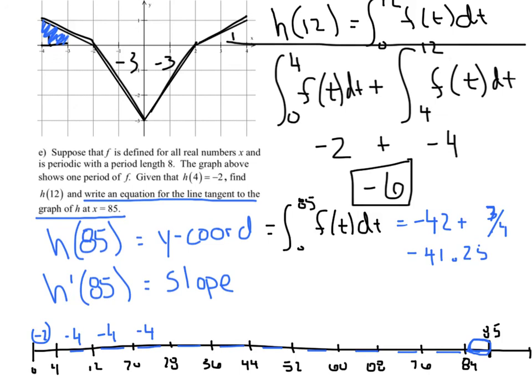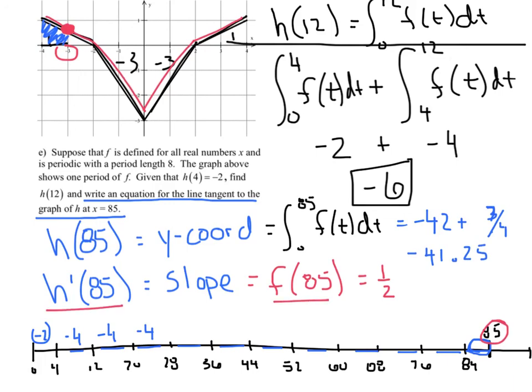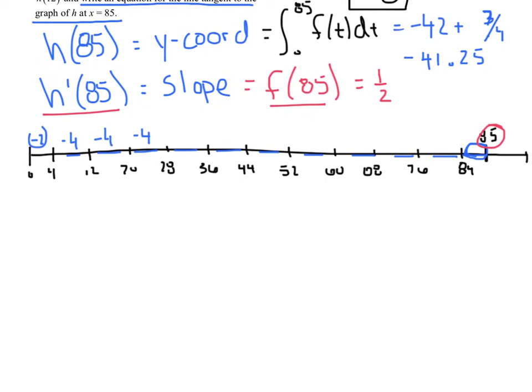Now the slope's not as bad, because we're just going to say h prime of 85 is equal to f of 85. And if you visualize this section getting repeated over and over again, the 85 would fall right where the negative 3 is. And so that value right there is 1/2. Again, I'm not reading the slope at that point, I'm literally reading its y value, and that tells you f of 85, which is really h prime of 85. Let's put it all together now: y plus 41.25, what a friendly number, huh, equals a slope of 1/2 times the quantity x minus 85.